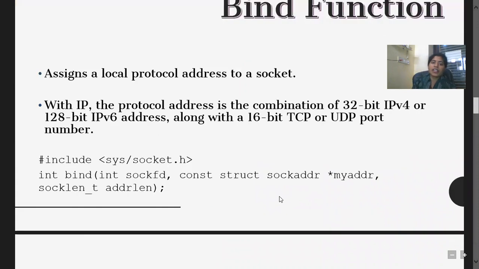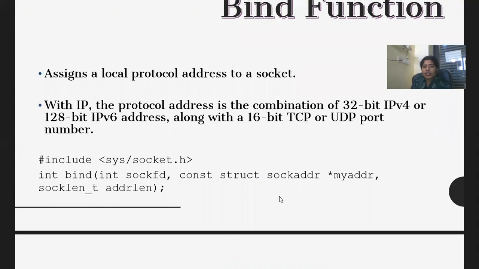The bind function assigns a local protocol address to the socket. It is basically used for assigning the address, whatever protocol you are using for the connection. So it is assigning the protocol address to the socket.